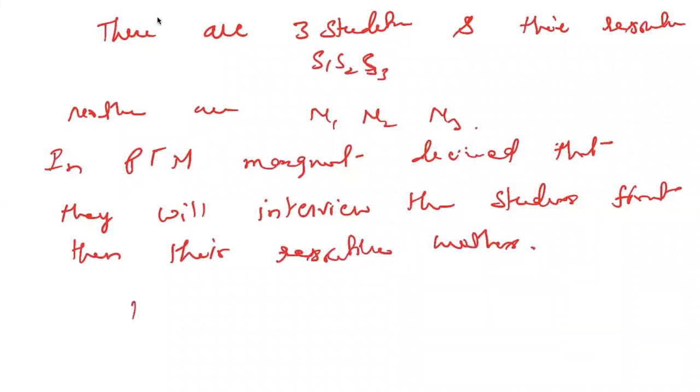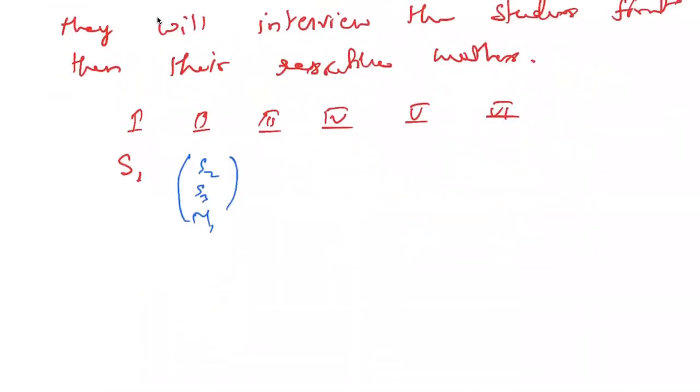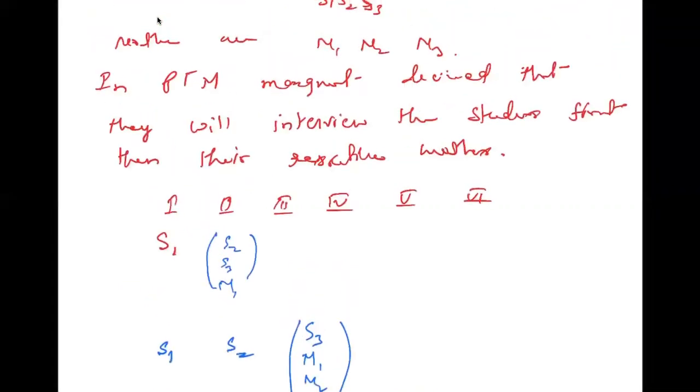If these 6 positions are there, 1, 2, 3, 4, 5, 6: if student 1 comes first, then the second position will be for either student 2 or 3 or mother M1. Say the first position is S1 and the second is S2; then the third position can be any student, but M1 or M2 can come. M3 is not coming, because S3 has not come yet. In how many ways can we arrange the interview?